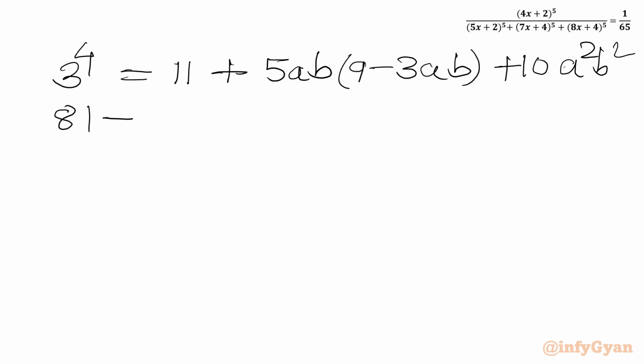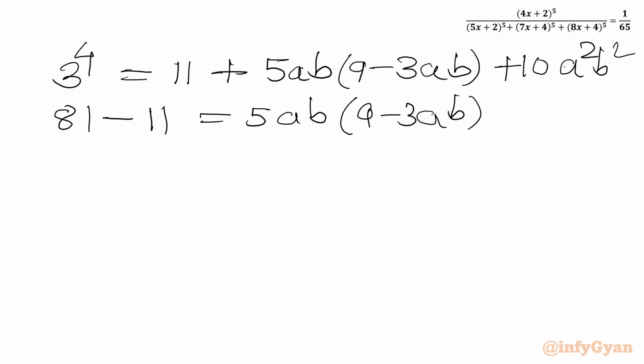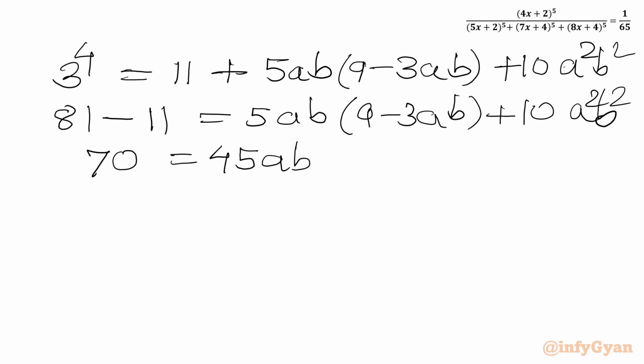I will take 11 to the LHS, so minus 11 equal to 5ab times 9 minus 3ab plus 10a square b square. 81 minus 11 is 70. RHS will be 5 times 9, 45ab minus 15a square b square plus 10a square b square. So minus 5a square b square.